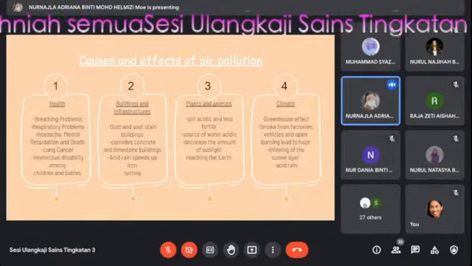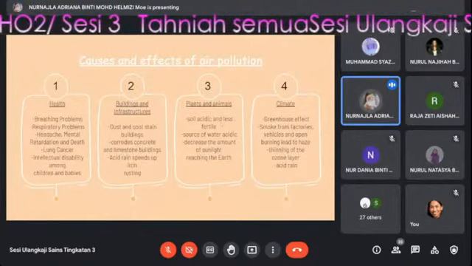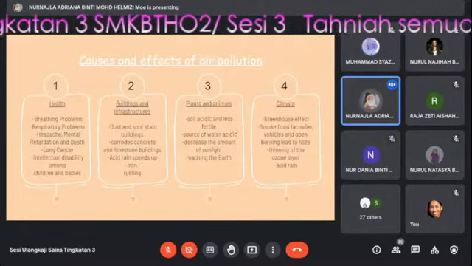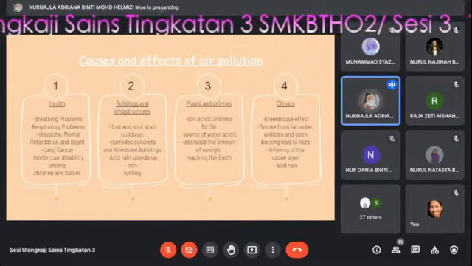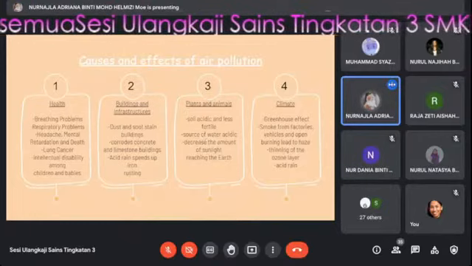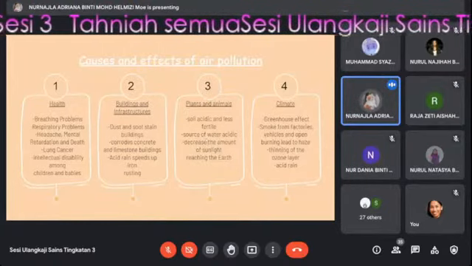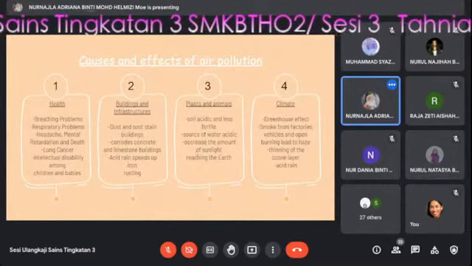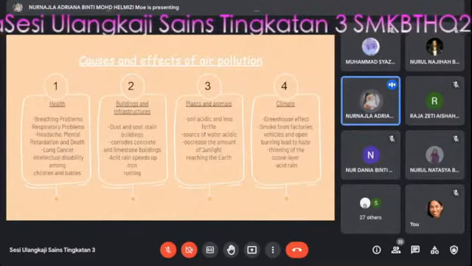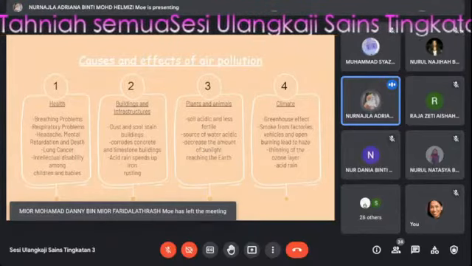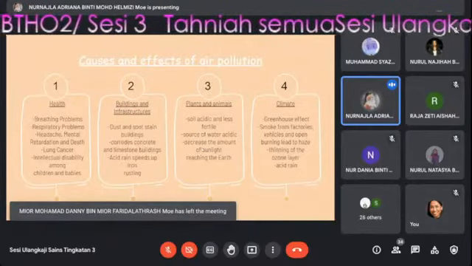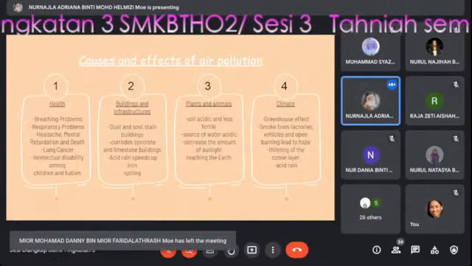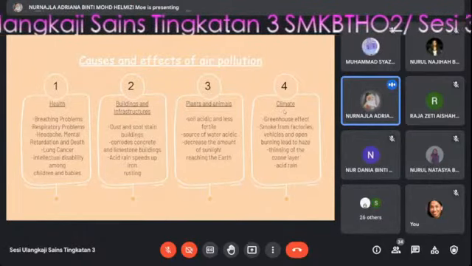Hujan asid menyebabkan tanah berasid dan kurang subur. Dan hujan asid juga menyebabkan sumber air berasid dan tidak sesuai untuk hidupan akuatik. Then asap dan jelaga mengurangkan cahaya matahari sampai ke bumi dan menyebabkan kadar fotosintesis menjadi lemah. Dan nombor 4 ni iklim bumi.